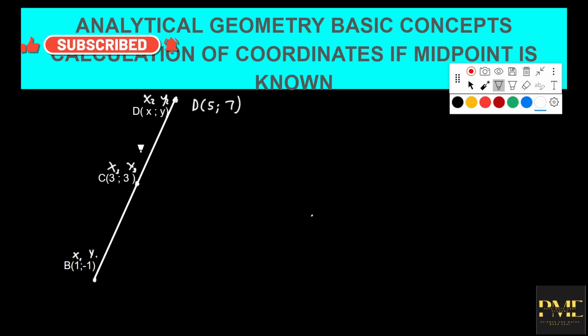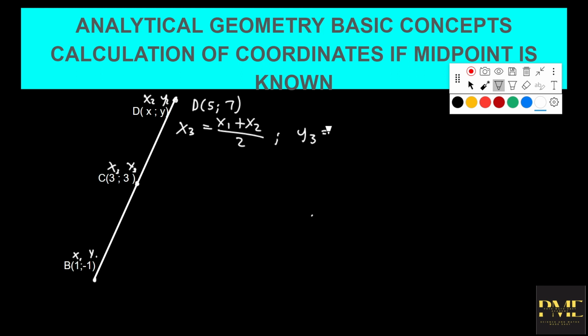The second method is where we can use the midpoint formula. Why? Because we have x and y and we have the midpoint. So it means you can write your midpoint formula as x3 equals x1 plus x2 all over 2, and your y3 equals y1 plus y2 all over 2. Then you substitute all the values you have. You can therefore easily calculate the ones you do not have or are missing.